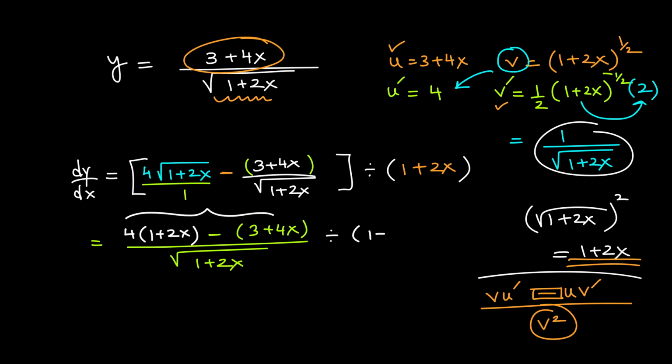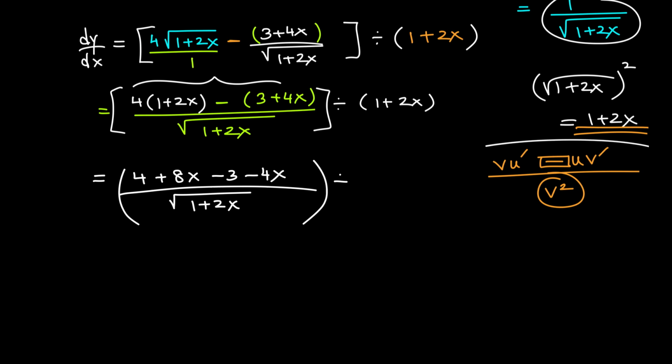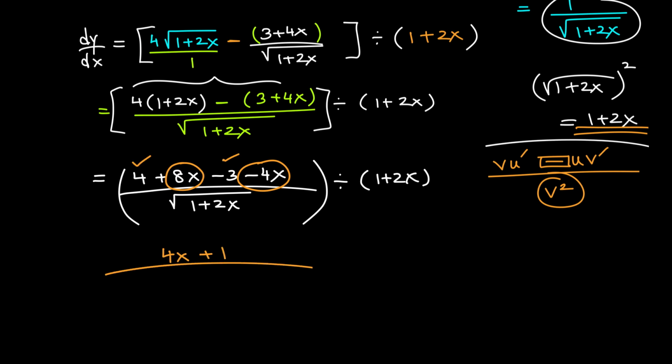Don't forget, there is a denominator on the sidelines. First simplify this. And what do we have? We have 4 + 8x − 3 − 4x divided by the square root of (1 + 2x). This whole thing is being divided by (1 + 2x). So after simplification, 8x − 4x is simply 4x. 4 − 3 is 1. That's the numerator.